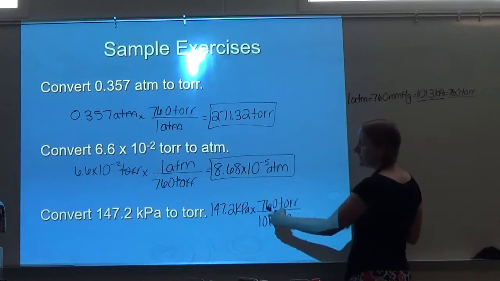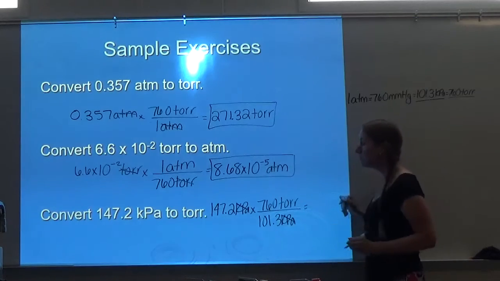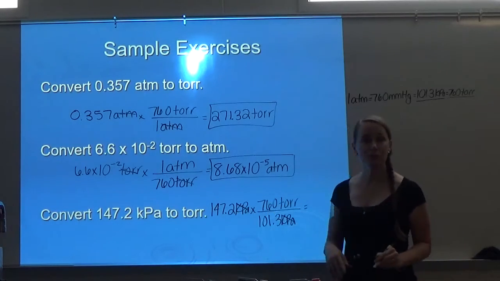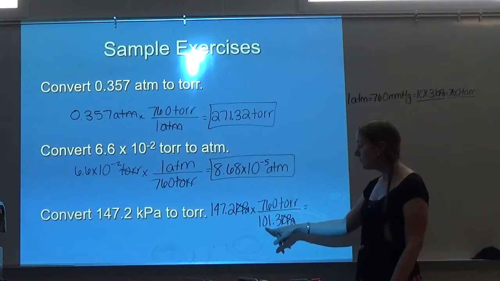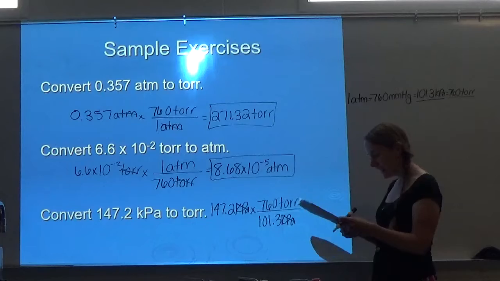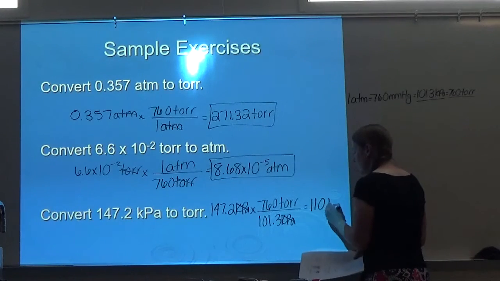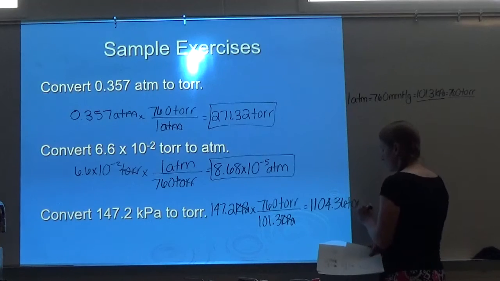So see, you're not always going to have a number that's a 1. Kilopascals cancel, so I multiply my top 2 numbers. This is just like stoichiometry, except way easier. I divide by the bottom, like the math works the same. Multiply the top, divide by the bottom. And so I ended up getting 1,104.36 torr.